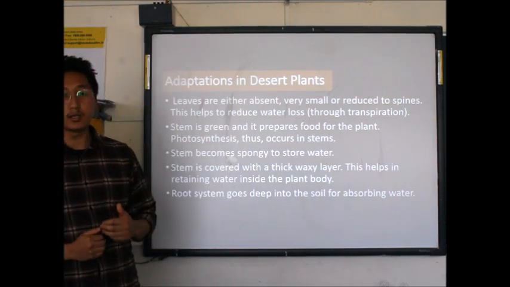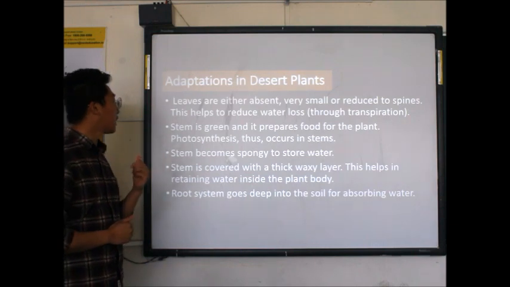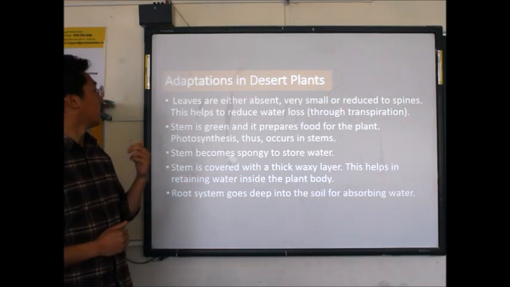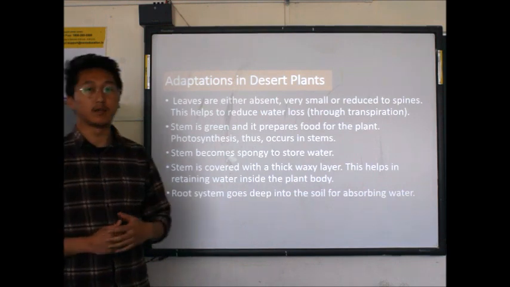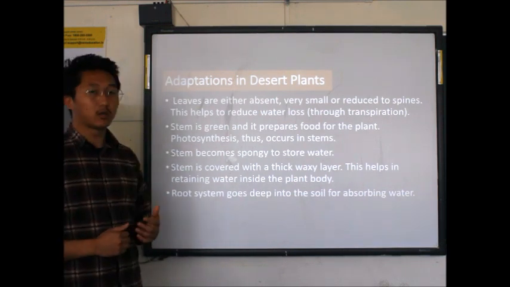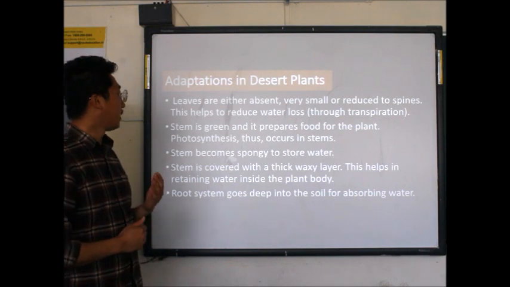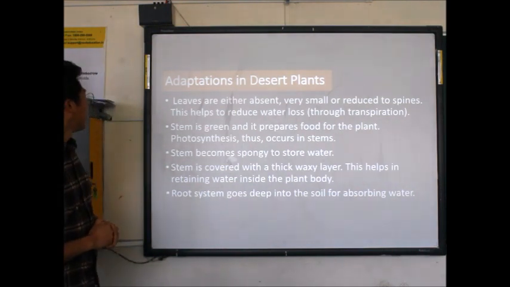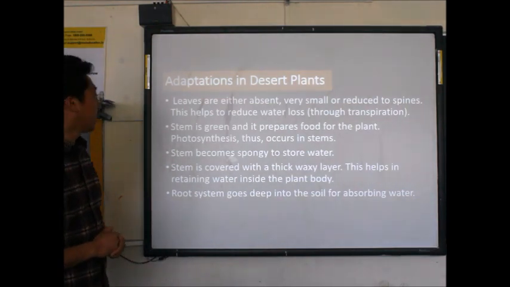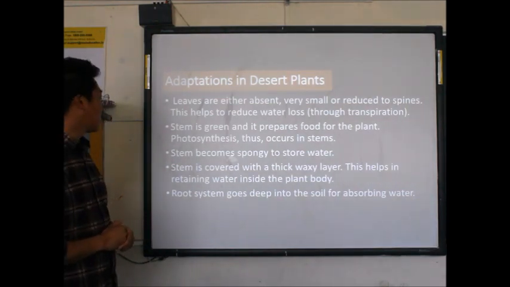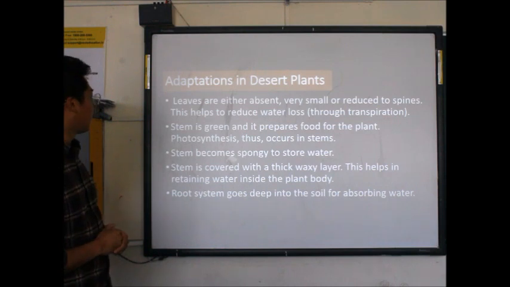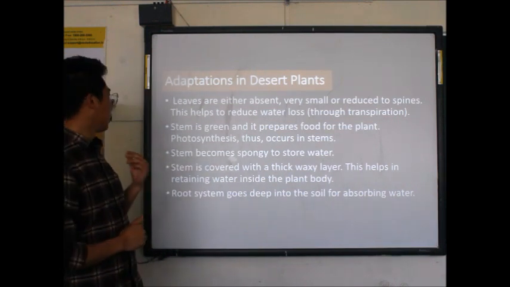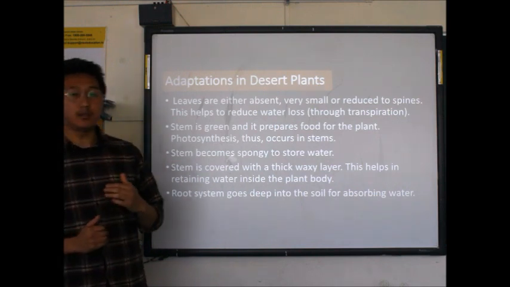In desertic plants, their leaves are reduced to spines so that transpiration is reduced, and the very least amount of water is lost. Next, the stem is green and prepares food for the plant. Photosynthesis thus occurs in the stem. Since leaves are reduced in the plant, the stem is adapted for photosynthesis.